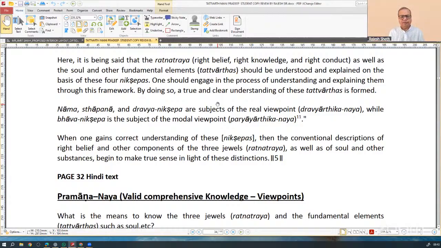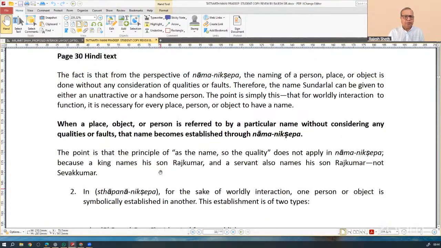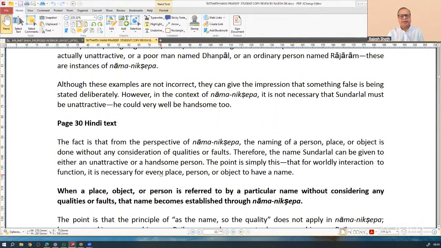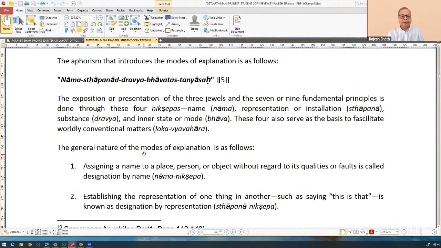So this is the end of the fifth. There are four types of modes of explanation. First is designation by name, where we always put a name to a particular person or place for our worldly conventional matters, right? If you have four children, then you name each, no? Then only you can call a certain person. So similarly, we all use this in our day-to-day life, name people, name places, and accordingly we do our conventional behaviors around them.